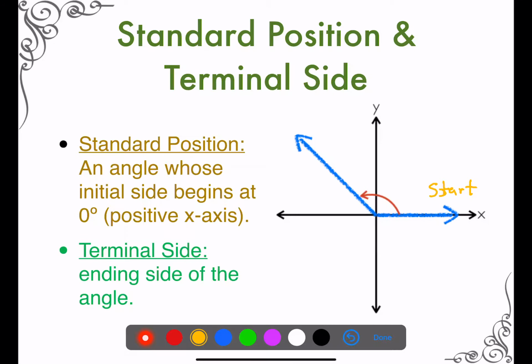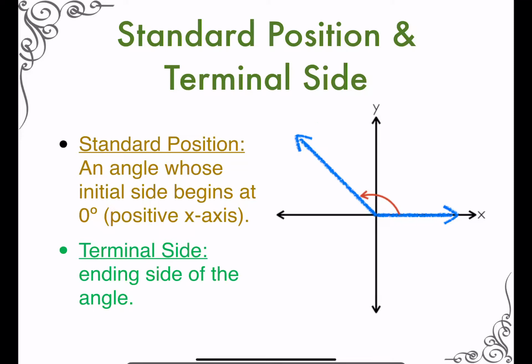The terminal side is the ending side of the angle. So it's wherever that angle ends up. In this example, the ending side or the terminal side occurs here. So we measure the angle from where we start to where we end. All right. So again, if I were to label this example, my initial side or starting side is on the positive x-axis. The terminal side is where we end up. You could pause the video and take notes if you need to.